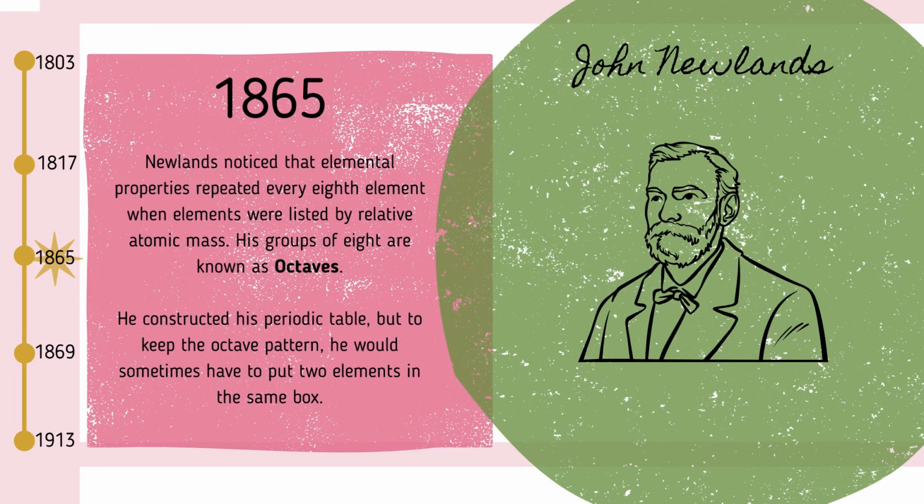In 1865, John Newlands noticed that elemental properties repeated every eighth element when elements were listed by relative atomic mass. His groups of 8 are known as octaves. He constructed his periodic table, but to keep the octave pattern, he would sometimes have to put two elements in the same box.